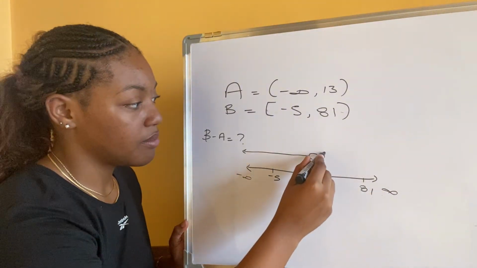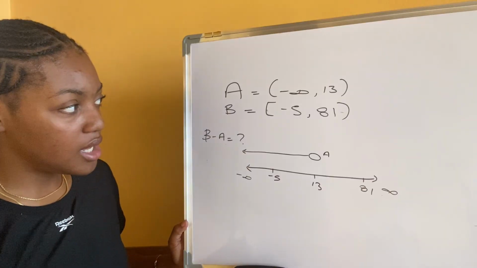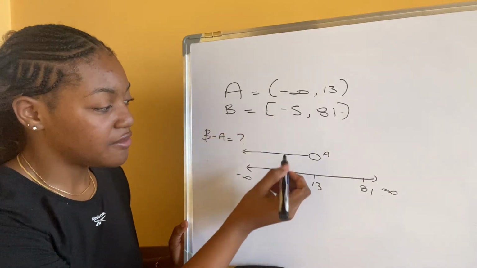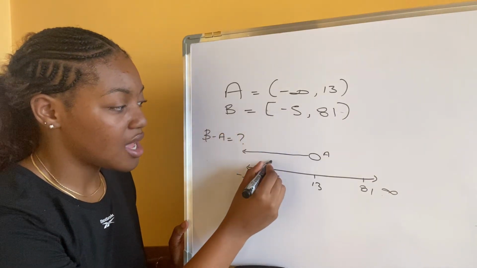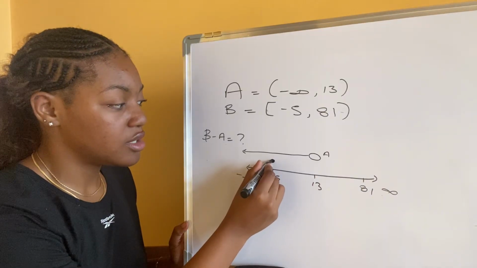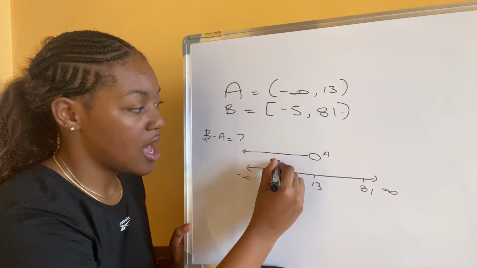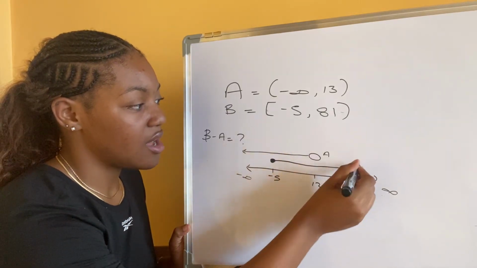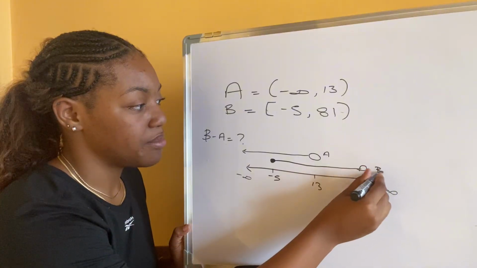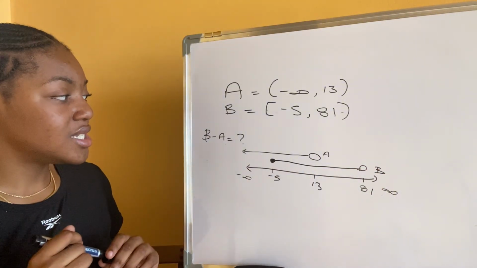So that would be A. And B, we'll have negative 5. We'll have the closed interval brackets, that means it's included. So we're gonna shade that part. And we're going to 81. And where 81 is, we'd have an open circle. So that's our B. And we want to find out what is B minus A.